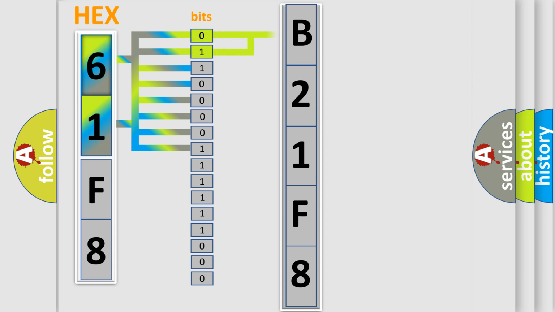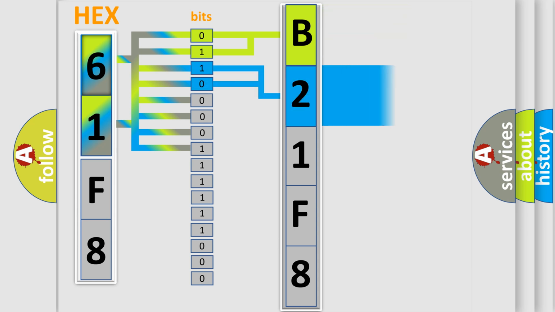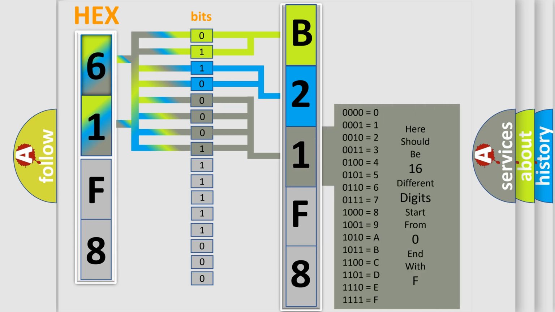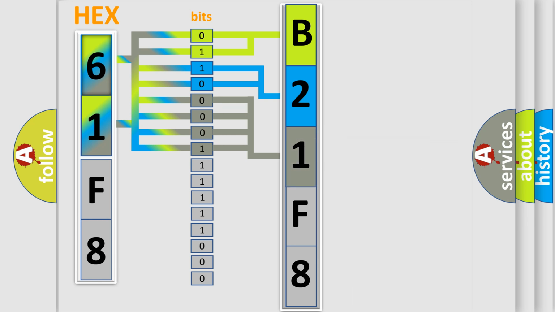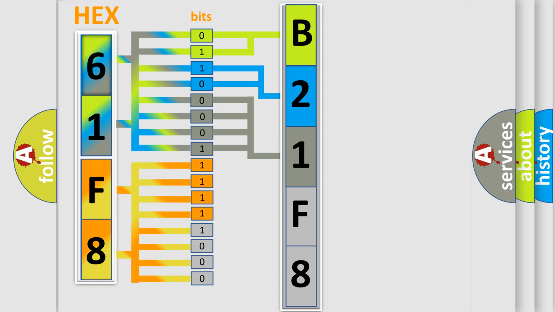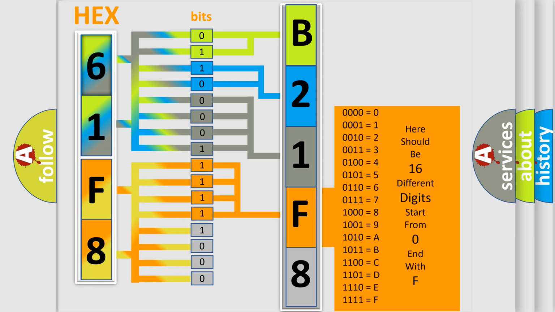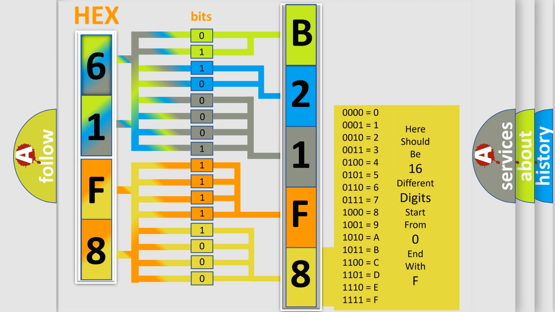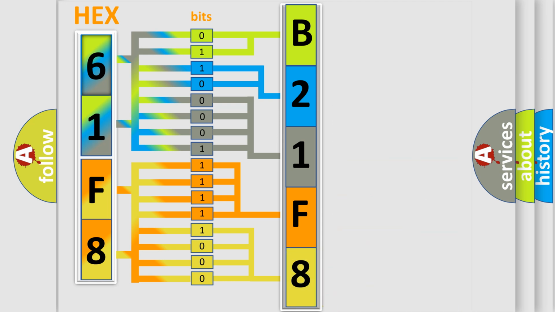By combining the first 2 bits, the basic character of the error code is expressed. The next 2 bits again determine the second character. The last bits of the first byte define the third character of the code. The second byte is composed of a combination of 8 bits. The first 4 bits determine the fourth character of the code, and the combination of the last 4 bits defines the fifth character. A single byte conceals 256 possible combinations. We now know in what way the diagnostic tool translates the received information into a more comprehensible format.